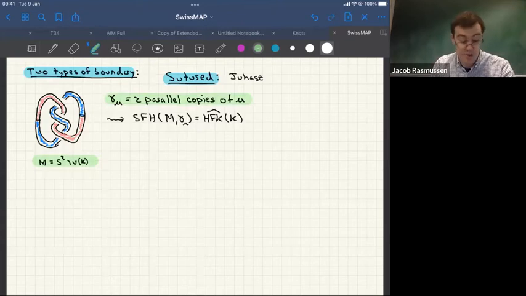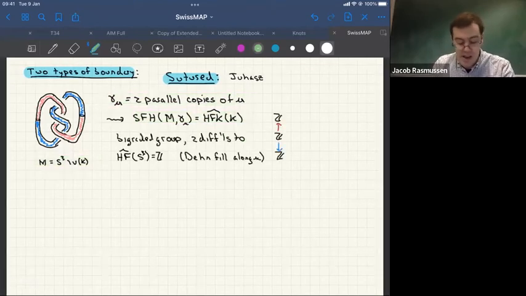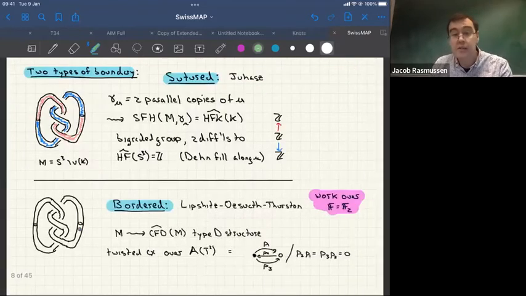And if we choose the meridional suture, the one with which, if we fill in, we just get S3 back, then this sutured Floer homology is just the knot-Floer homology. Okay, so we get out of this picture a bigraded group, and a pair of differentials on it going to HF hat of S3, which is just the integers. And that operation corresponds to Dehn filling along the meridian. Okay, so for example, for the trefoil, as you probably all know, we get these three groups and blue differentials and red differentials as shown. And I should have mentioned that sutured Floer homology is due to Juhasz.